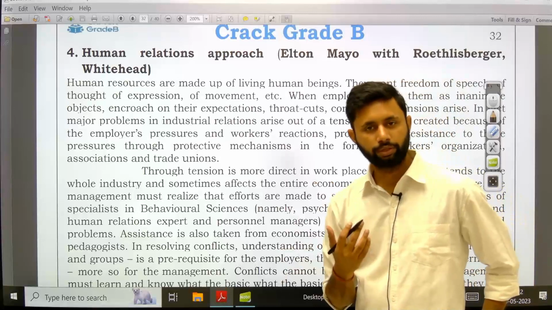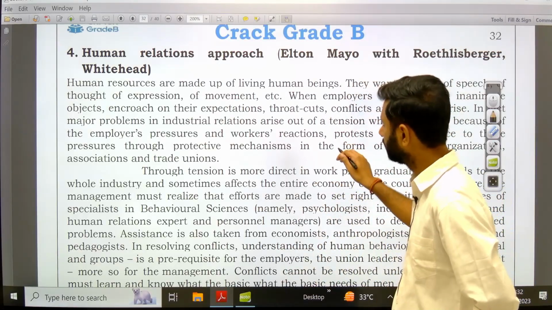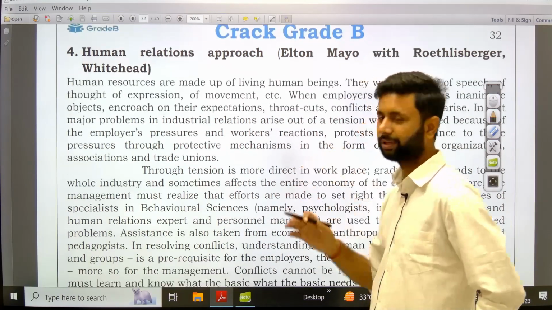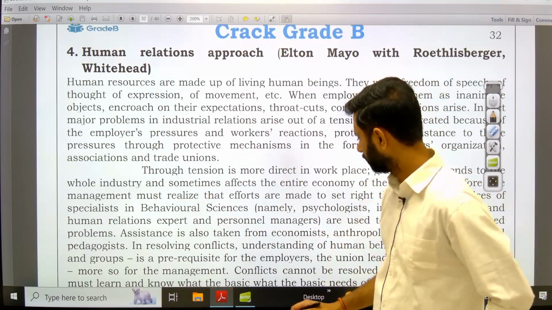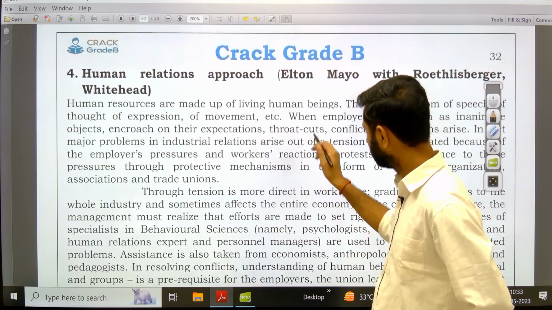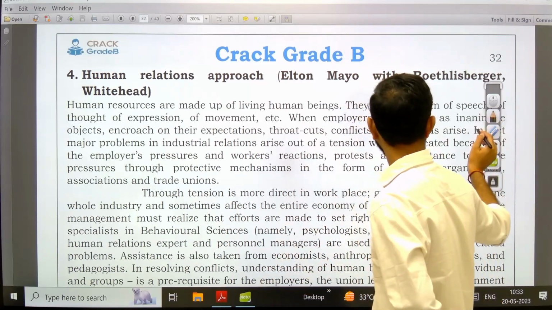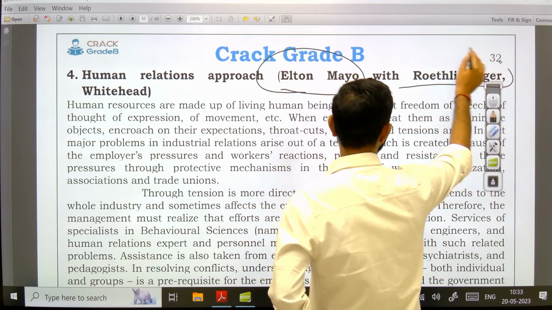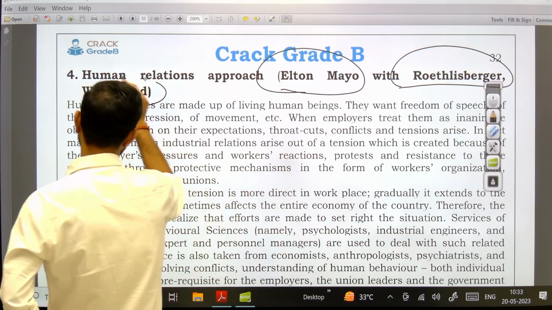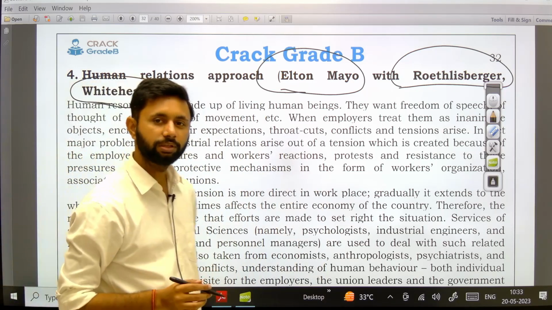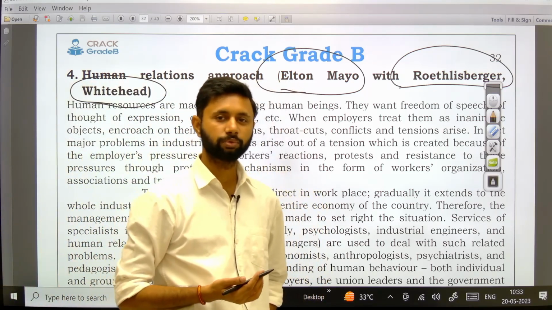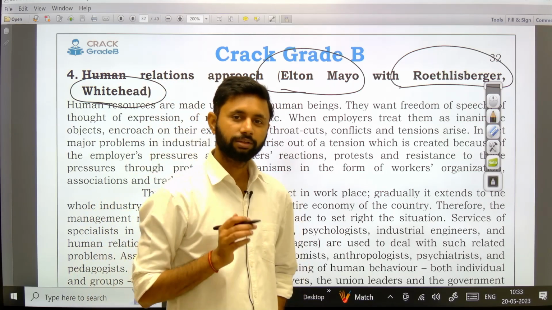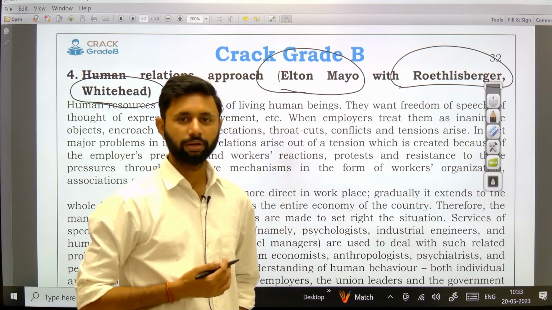Now we'll talk about the human relations approach. The human relations approach is just like a subset approach where we are going into a specific portion. Just remember the key scholars, Elton Mayo, Roethlisberger and Whitehead. Please do remember this. In this manner only you will be able to distinguish between the approaches when they come in the examination. And that is the only motive because of which we are learning these things.